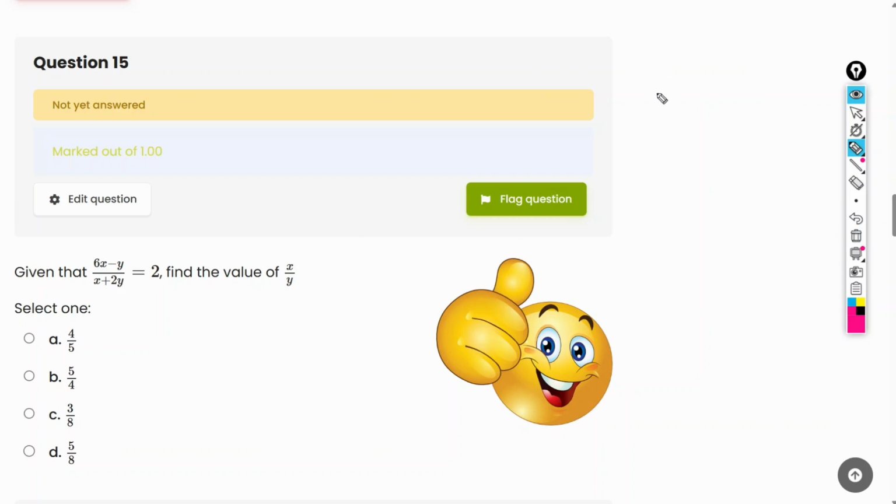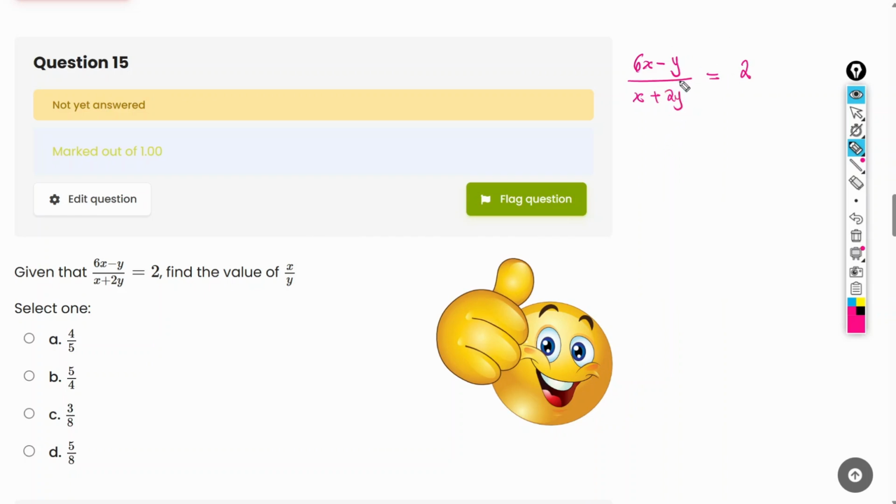All right, so 15 says, given that 6x minus y all over x plus 2y is equal to 2, find the value of x over y. So we have 6x minus y all over x plus 2y is equal to 2.